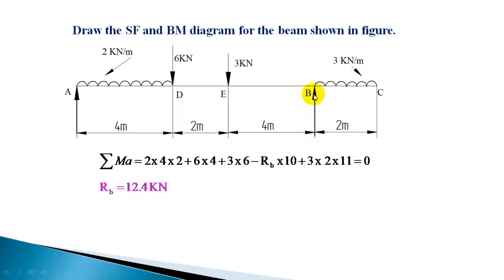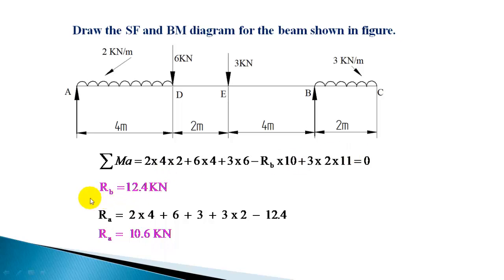Once you get this support reaction, you can find out the other support reaction. All loads are vertical. So the total resultant downward load you can calculate: this is 8 kilonewton plus 6, 14 kilonewton, plus 3, that is 17, plus 6, 23. Total downward load is 23 kilonewton. Out of that RB is sharing 12.4 kilonewton. So the remaining 10.6 kilonewton this support has to take. So the reaction at support A is 10.6 kilonewton.